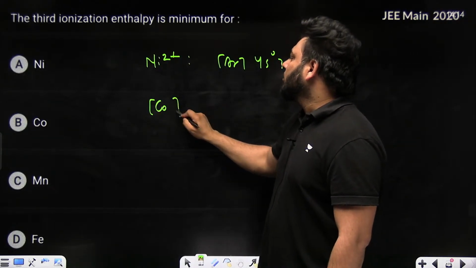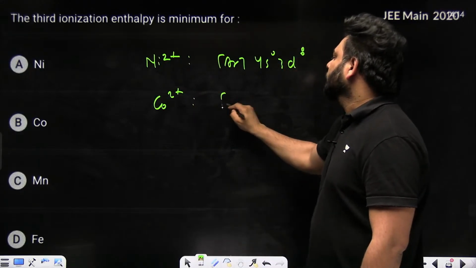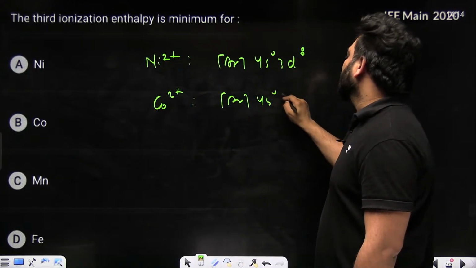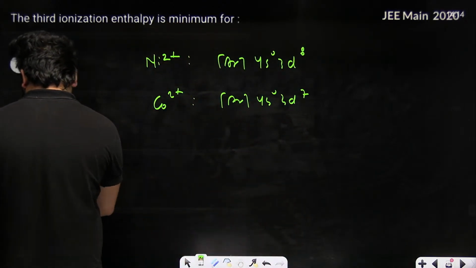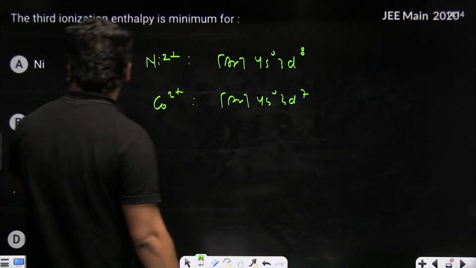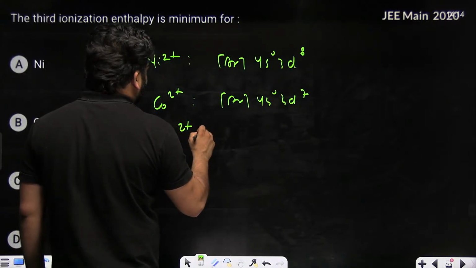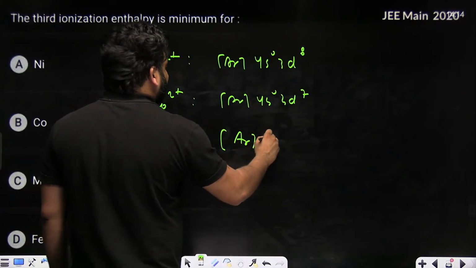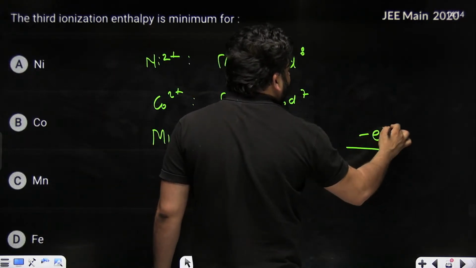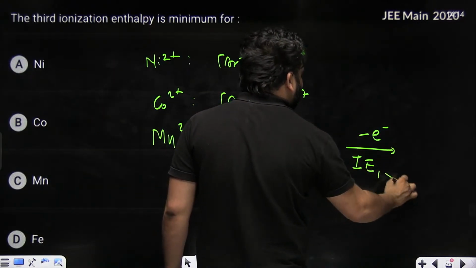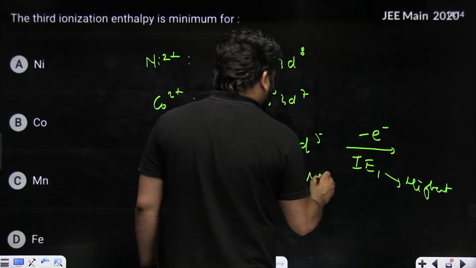Talking about cobalt 2 positive, argon 4s0 3d7. Manganese will be 3d5. I think manganese is the correct answer. No, it is asking for the minimum. Oh, I think iron is the correct answer in that way. This is argon 4s0 and 3d5. This will require an electron. So IE3 is the highest among all of them because this is a stable half-filled configuration.